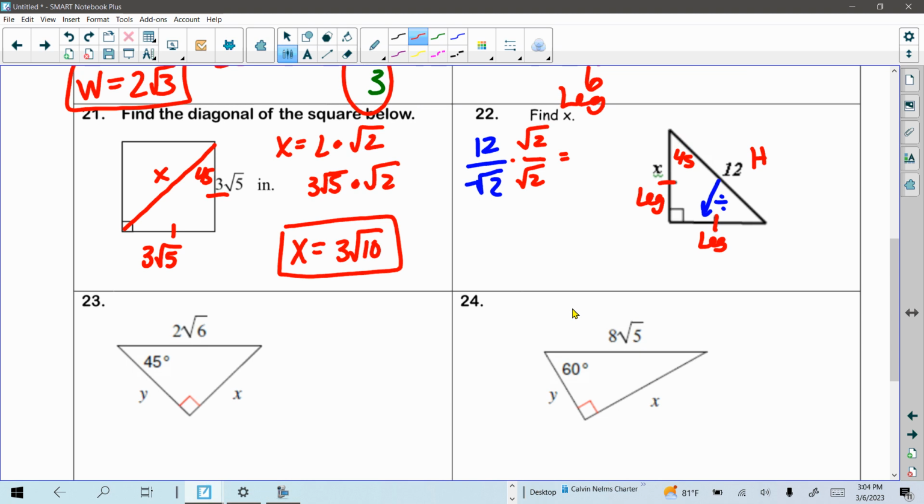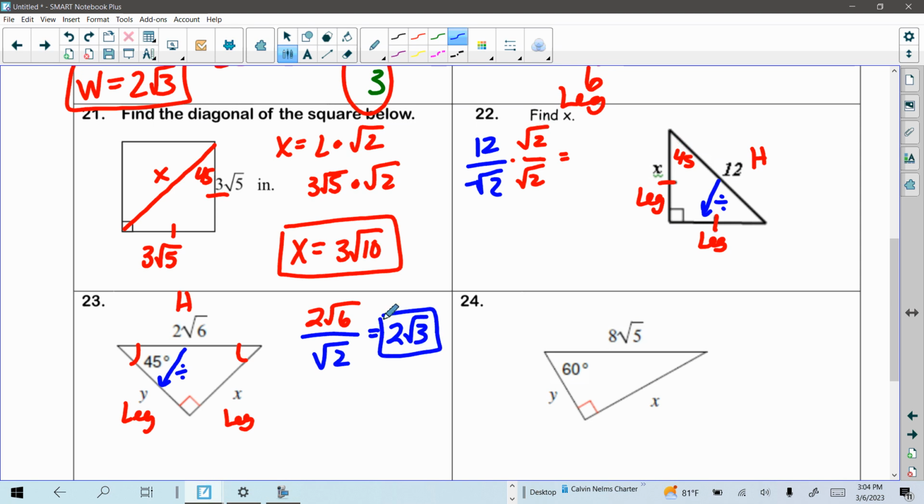23 is similar to 22 in the sense that, again, I see the 45 here. So it tells me x and y are legs. And my 2 root 6 is my hypotenuse. To go from a leg, hypotenuse, to a leg, you're going to divide. So if I have a 2 root 6, you would divide it by root 2. Since these are both radicands, they both have a radical sign with them, we can simplify them to 2 root 3.